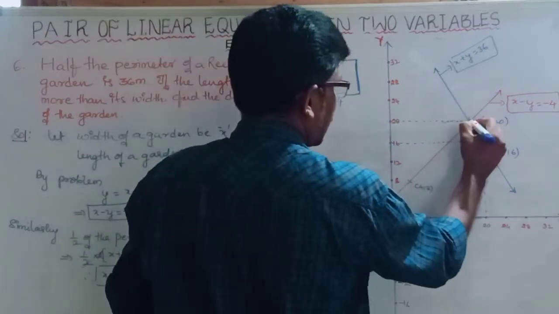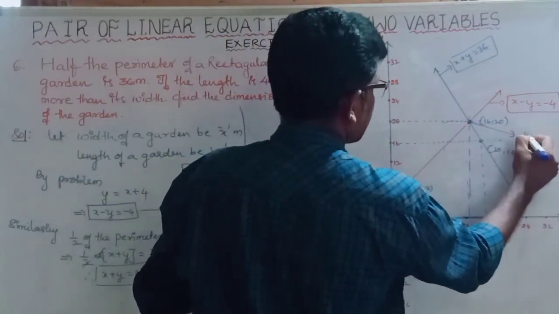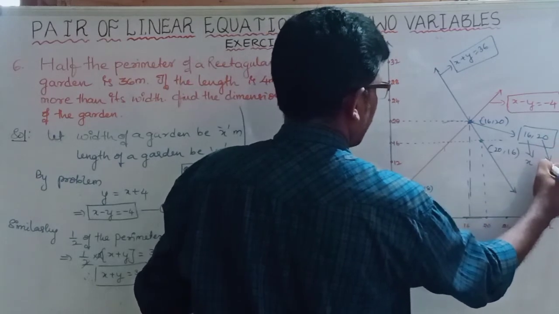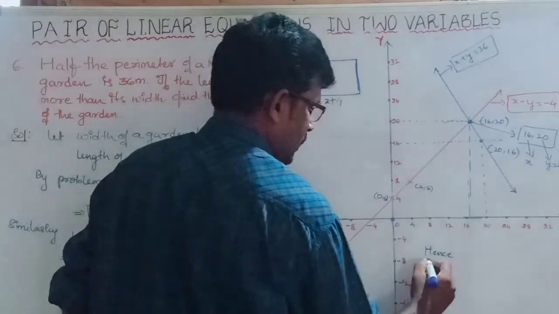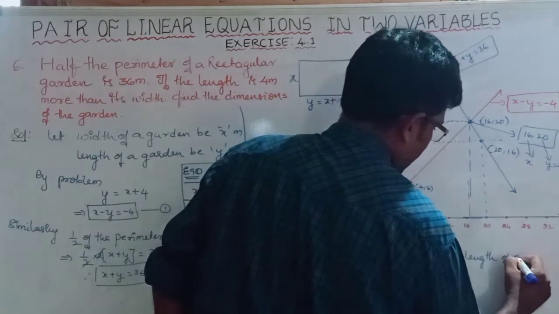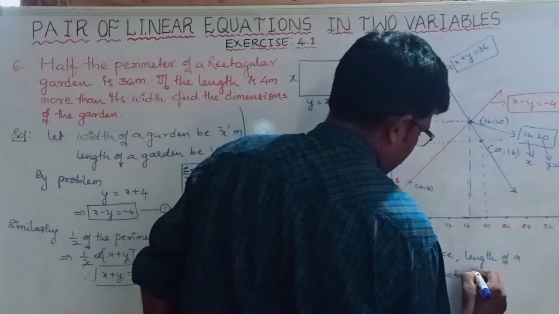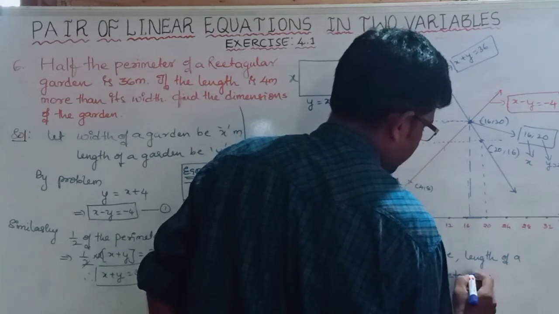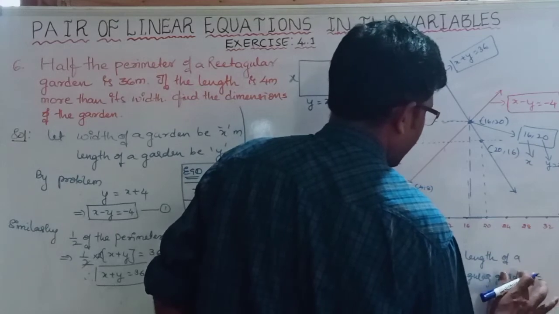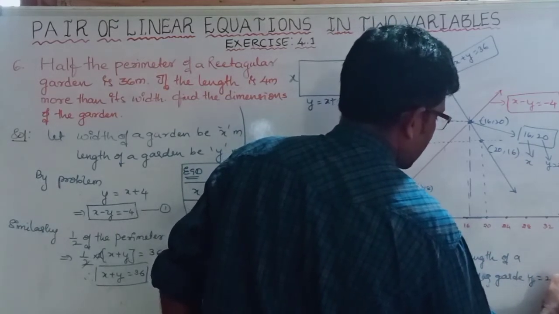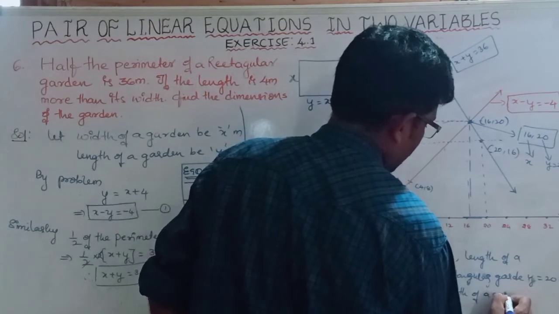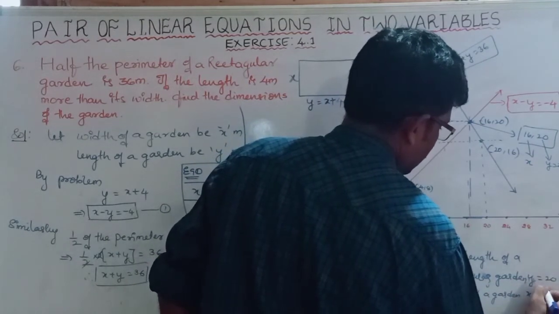These two straight lines intersect at 16 comma 20, that is x equals 16, y equals 20. The length of the rectangular garden is y equals 20 meters and the width of the garden is x equals 16 meters.